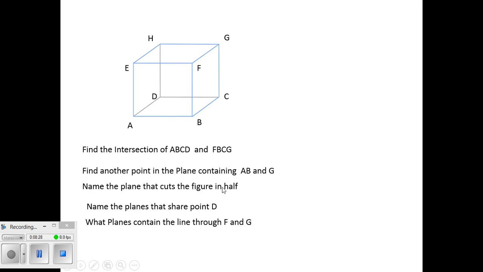Name the planes that share point D. Okay, well, point D is the intersection of 3 planes. You might say the right plane here, okay? The back plane, HD, CG, and the base, the bottom of the base, AD, CB, okay?